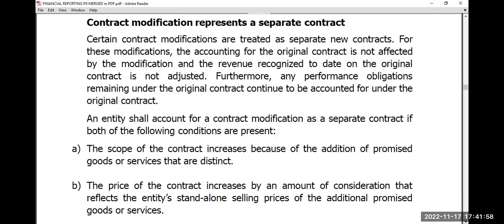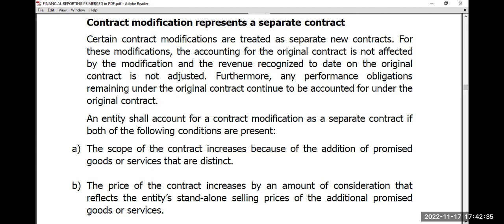We are saying that certain contract modifications are treated as separate new contracts. For those modifications, the accounting for the original contract is not affected by the modifications, and the revenue recognized to date on the original contract is not adjusted. Furthermore, any performance obligation remaining under the original contract continues to be accounted for under the original contract.